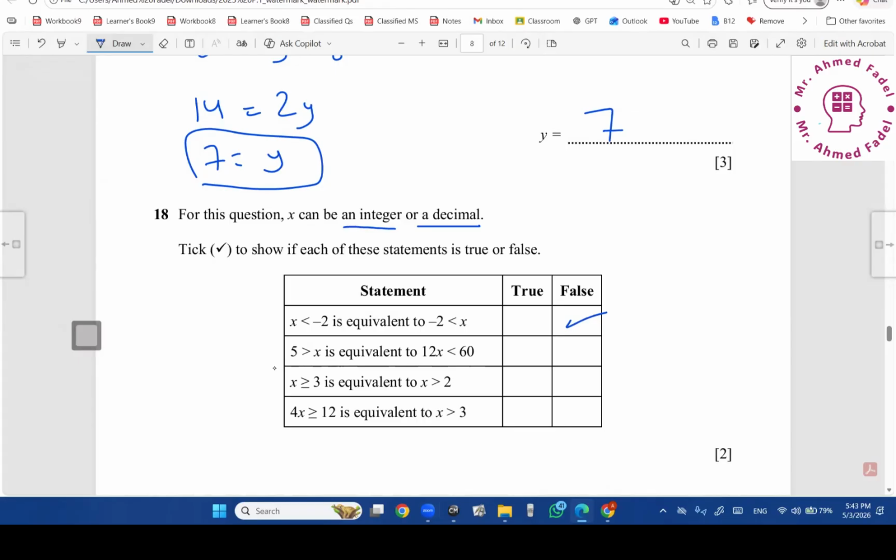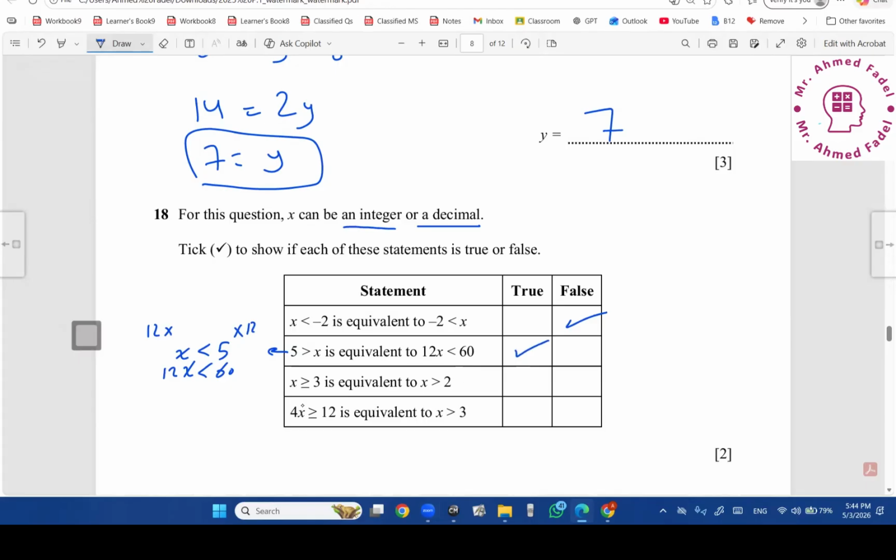5 is greater than x is the same as 12x is less than 60? No, mister, let's slow down here a bit because they're switching the place of x, they're switching the sign, and they're changing the values. So let's slow down a little bit. This is the same as x is smaller than 5. Now we have both x's on the same side. But here they multiplied the x by 12, so they said 12x. Okay, but they multiplied the 5 also by 12. So this is equivalent. It is 12x, and 12 times 5 is 60. So they are equivalent.